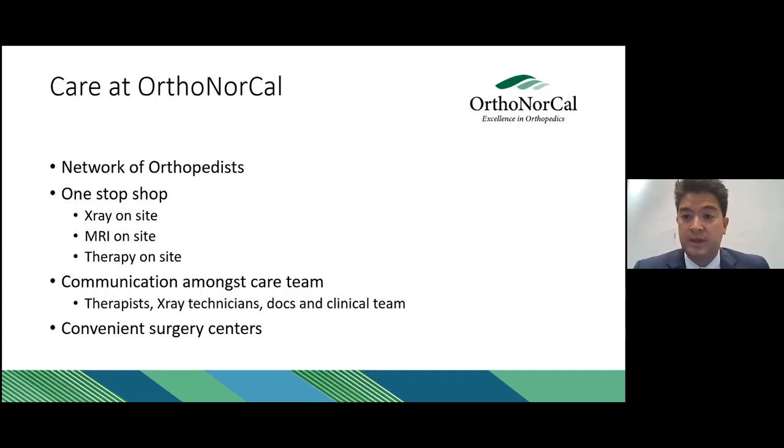We have X-ray on site, so I can send you to X-ray during your visit. MRI is on site, and therapy is on site. We even have a local cardiologist come in once a week to help with preoperative clearances to make it simpler for our patients so that they can get their surgeries and care in a timely manner. I think the biggest thing by talking about us all being in one stop is the communication between all of us. Charlene and her therapist have my number.